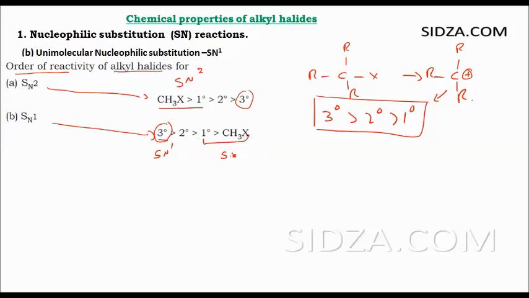These two prefer the SN2 mechanism, while the secondary one can follow either SN1 or SN2, depending on the reaction conditions. We will discuss that later on. The tertiary one follows the SN1 mechanism. So the net result is that tertiary follows SN1, the primary and the methyl alkyl halides follow SN2, and a secondary can go either with SN1 or SN2.